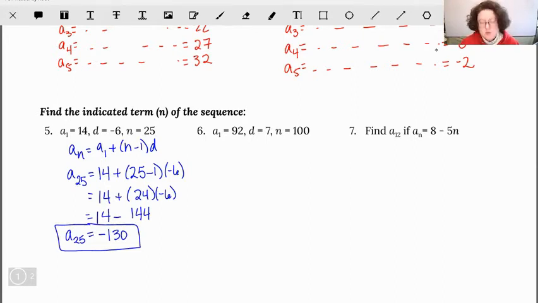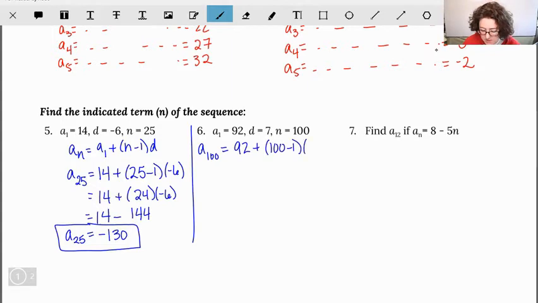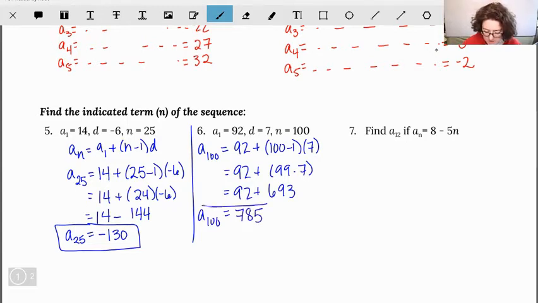So same thing, number 6. Again, I'd go ahead, pause the video, try it out, and then come back and see if you match up. So here we go. We're looking for n equals 100. So a sub 100 is what we're looking for. A sub 1 plus 100 minus 1 times our d, which is 7. So that's 92 plus 99 times 7, aka 693. And so that means our 100th term in this sequence would be 785.